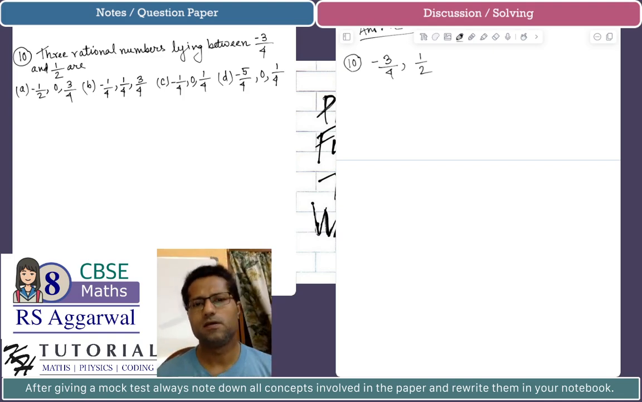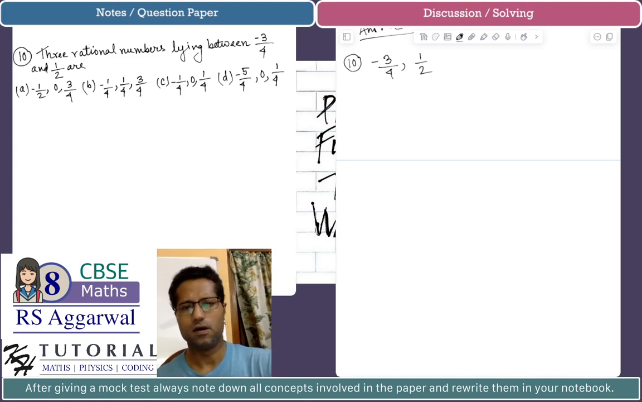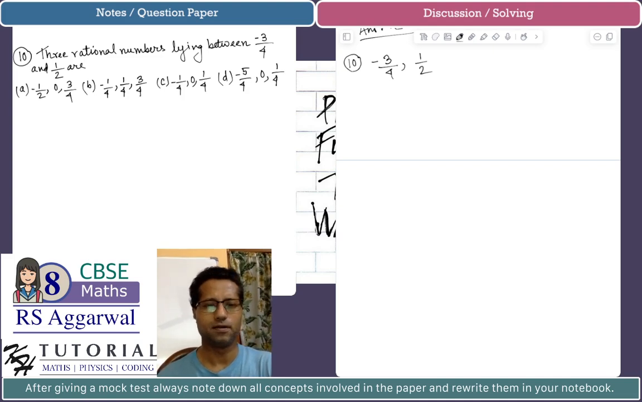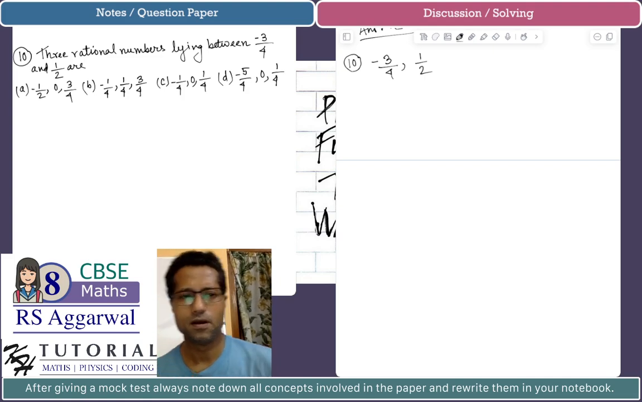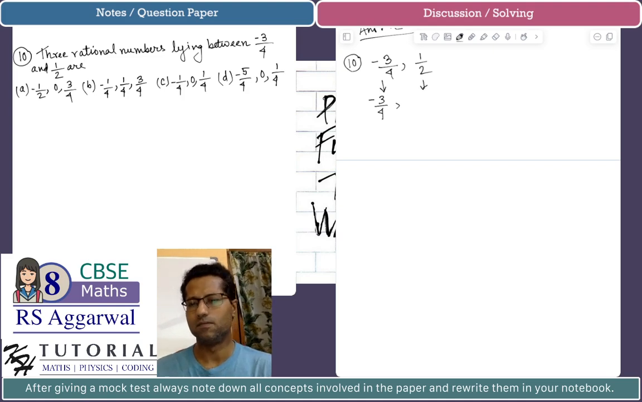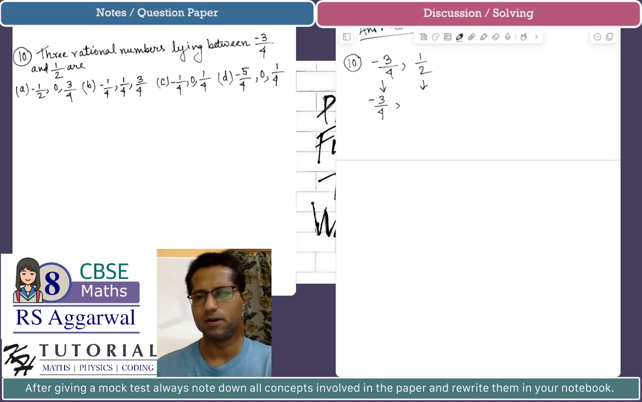So it is better if we can somehow convert all the rational numbers given to the same denominator, then we can easily compare the numerators and judge which rational numbers are lying between minus 3 by 4 and half. So this is already minus 3 by 4, let it be. The denominator is already 4, but the half, let's convert it to its equivalent rational number by multiplying by 2. I want to make the denominator 4, so it will be 2 by 4.